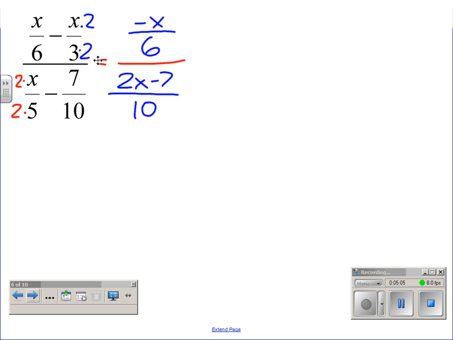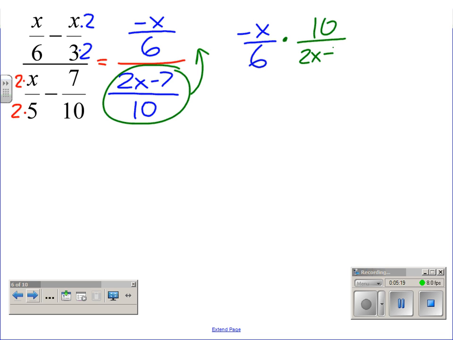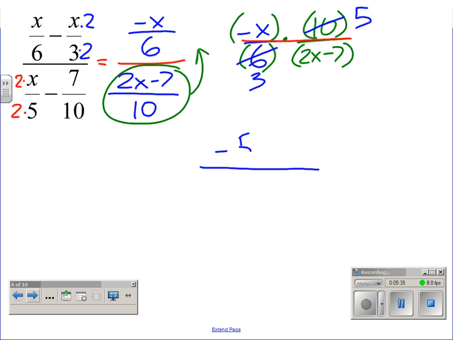Now that I have those, I'm going to go ahead and flip the fraction. So I'm going to start with negative x divided by 6. I'm going to flip the bottom and show it as 10 divided by 2x minus 7. Again, I'm going to put everything in parentheses so I can see my factors. And once I do that, this is really understood to be one big fraction problem. I'll look, okay, what can be reduced? You can take a 2 out of here and out of there. The final answer is simply going to be negative 5x divided by 3 times 2x minus 7.